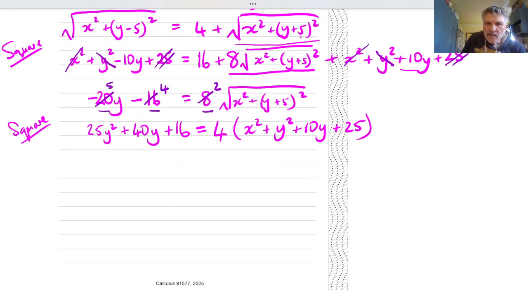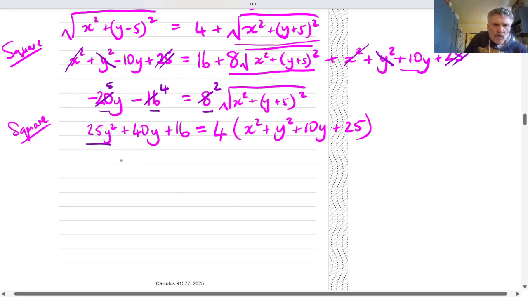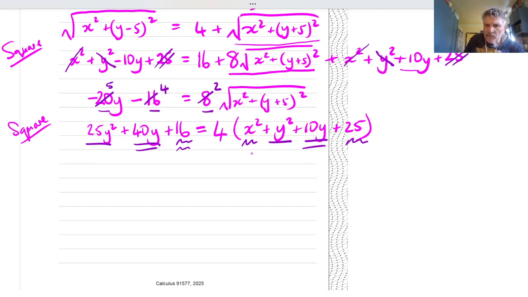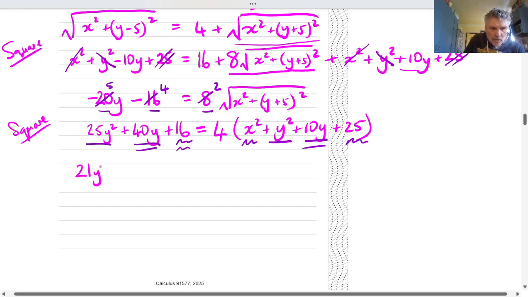And now we want to collect together like terms. So we've got y squared here, which is going to be multiplied by 4. We've got y terms here. We've got just x squared terms here, and we've got plain numbers here. 25y squared and 4y squared. So that's going to be subtracting on the other side. Will leave us with 21y squared. 40y, 40y. Oh, that's nice. They cancel.